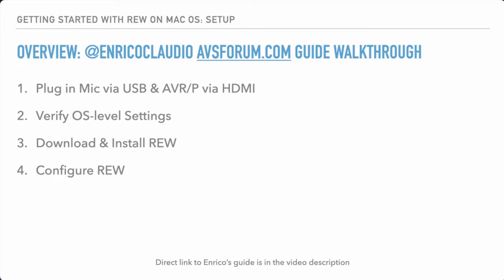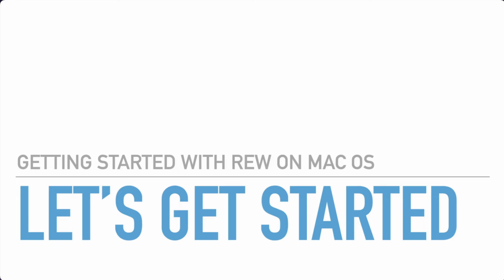I mentioned this in the intro. This is largely a walkthrough of Enrico Claudio's macOS guide for REW over on AVS Forum. It's really straightforward. We're just going to plug things in. We're going to verify some OS level settings for both our microphone and our HDMI connection. We're going to download and install Room EQ Wizard, and then we're going to configure it. So with that, I think we can go ahead and get started.